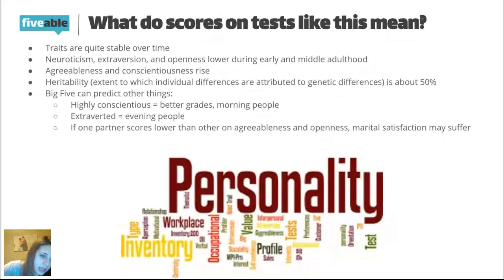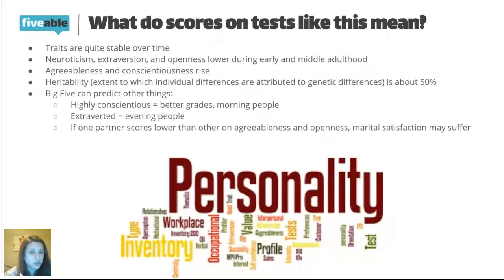I mean, people can change, but on average, we see them as being stable. Scores on tests like this can also tell us about traits like neuroticism, extroversion, and openness. Some of those change throughout our lifespan just on average. Like being conscientious, we tend to get more conscientious as we get older, which also kind of makes sense.